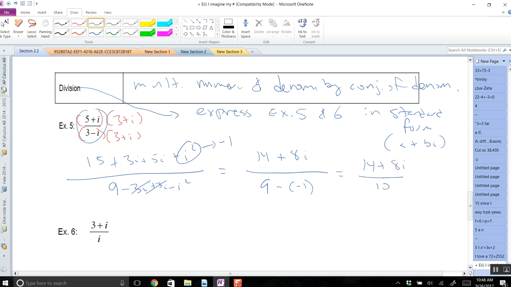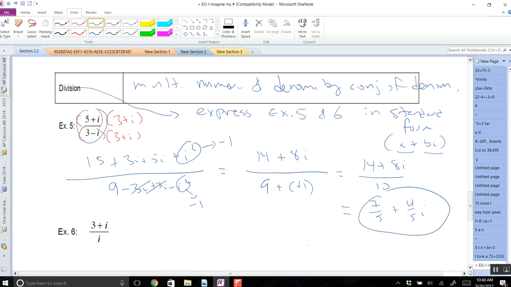So you got 14 plus 8i over 10. Remember, i squared is negative 1, right? So 9 minus negative 1 becomes 10. And if you work it out, that's going to be 7/5 plus 4/5 i. So you can reduce each one. 14 over 10 is 7/5, 8 over 10 is 4/5. You got to do both, though. See, that's a plus bi form. You know the real part's 7/5. You know the imaginary part's 4/5.